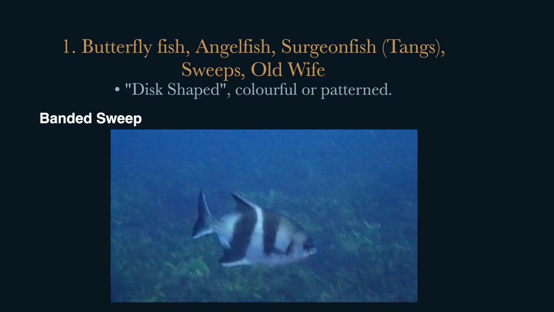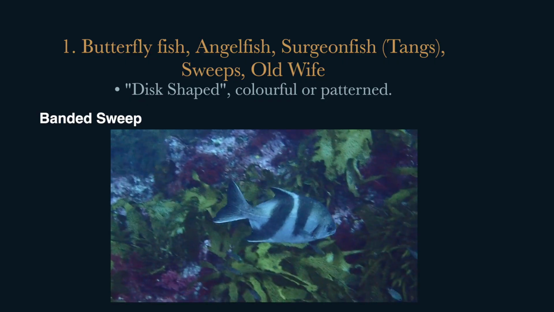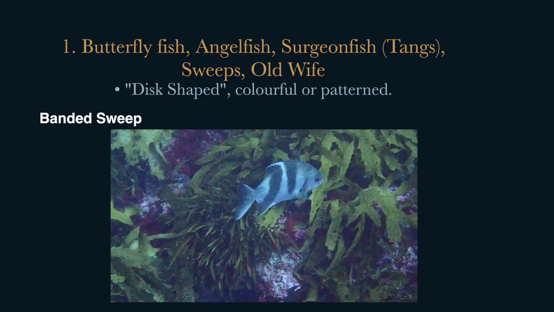Banded sweeps are found in the southern half of Australia in the temperate and subtropical zone, up as far as the Abrolhos.